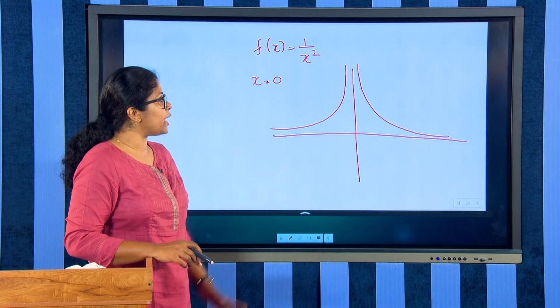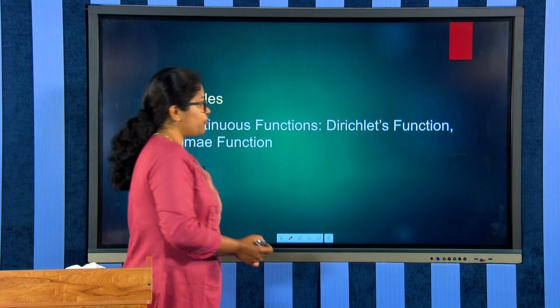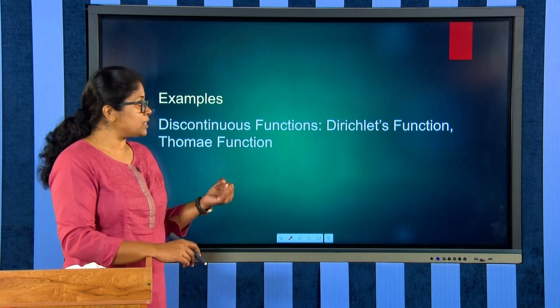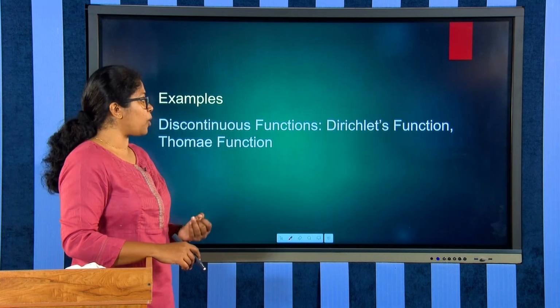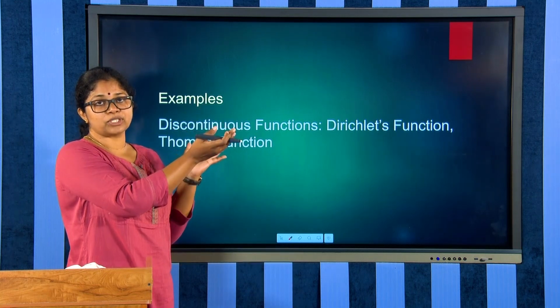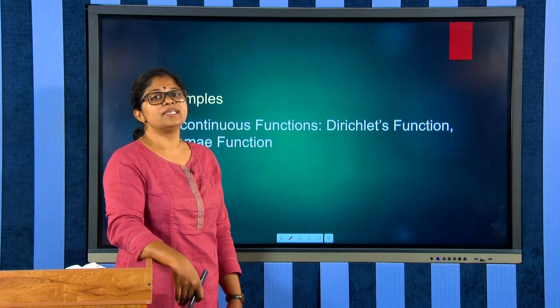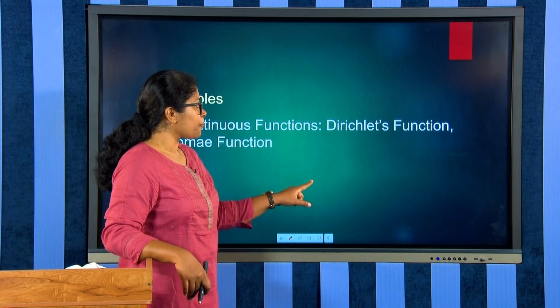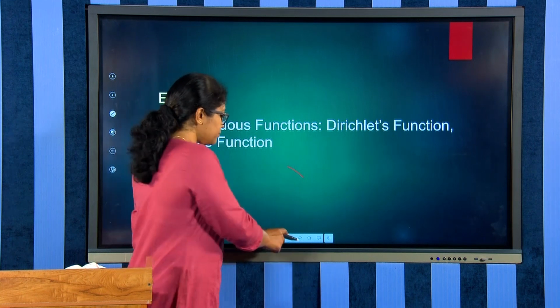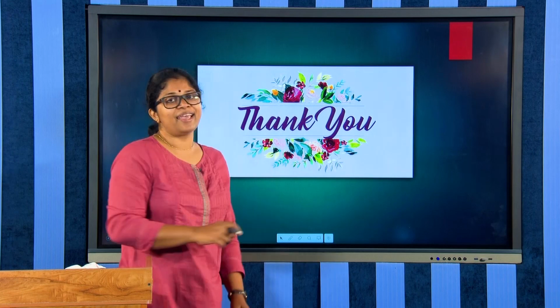So, these are some of the examples of discontinuous functions. So far we were discussing continuous functions, some of their properties, what are continuous functions or which class of functions can be considered as continuous functions, and some examples of discontinuous functions as well, and that is all. Thank you.